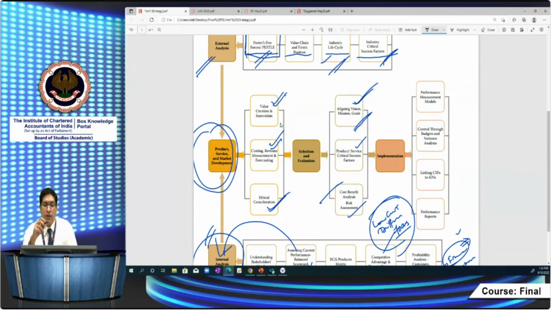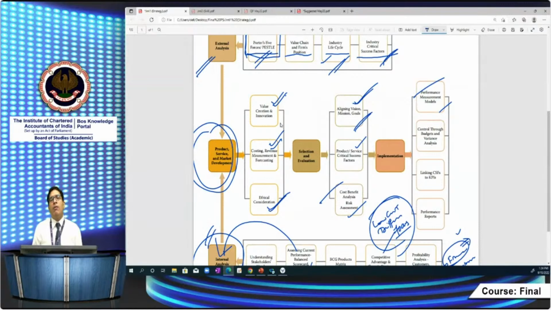After this, we have to do implementation. And for implementation, performance measurement models are very, very important. Performance measurement models like the Fitzgerald-Moon model, balanced scorecard, performance pyramid, performance prism, or other financial models like ROI, RI, EVA give you a holistic approach to measure the decision taken based on the evaluation done in the previous step. That's why these models are very important, and they have been covered in your chapter number 7. This chapter is very, very important.